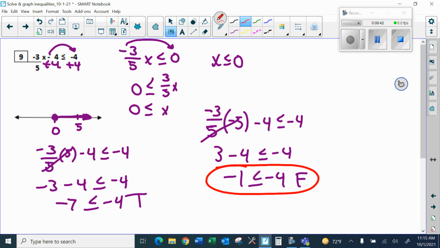So that's an easy way, if you have trouble: plug in one of the numbers in the shaded region that you think is correct. If you do your math right and it comes out to be true, then you've shaded correctly. If you've done your math right and it comes out to be a false statement, then you've got it shaded on the wrong side.